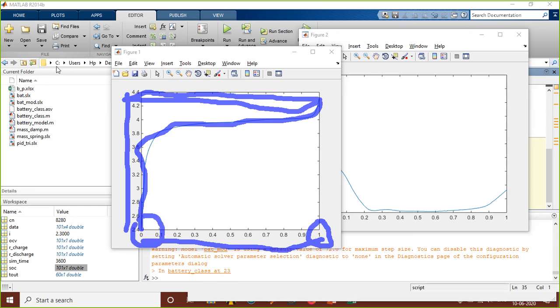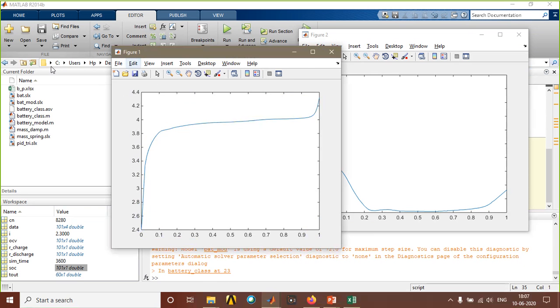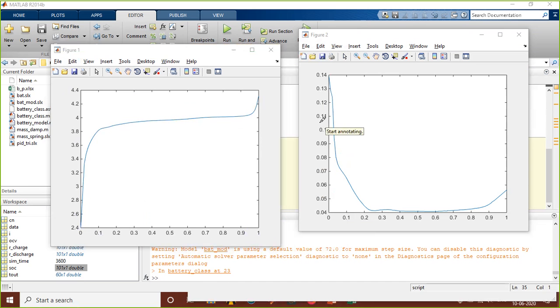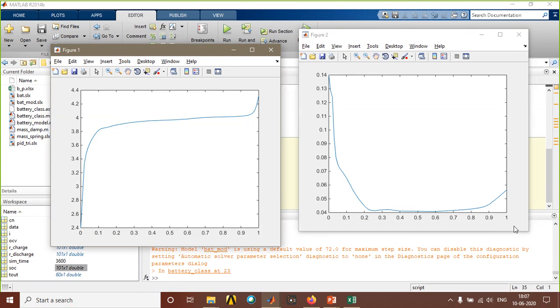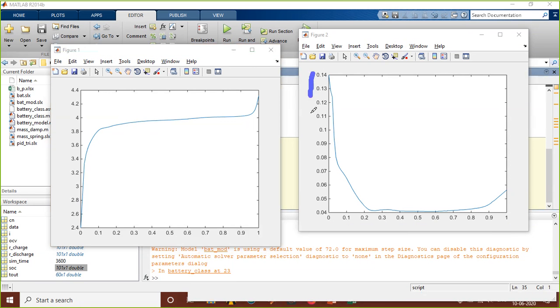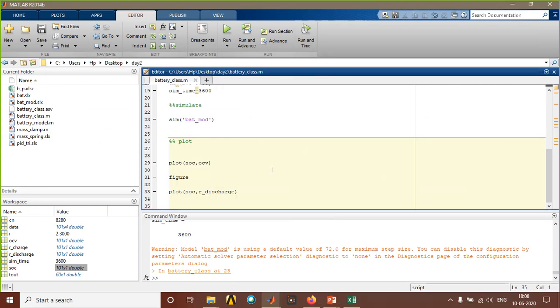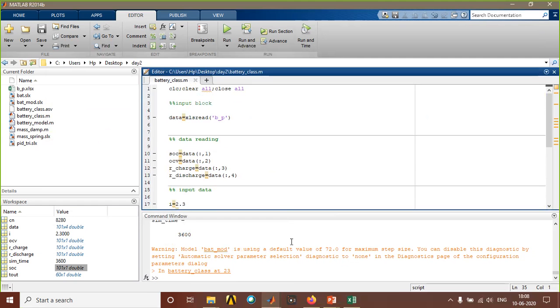Okay, so now I hope you understood. Next, when you see here, these are plottings between SOC, state of charge, and R discharge value. This is state of charge, varying from 0 to 100%. This is the R discharge value, resistance while discharging. Okay, guys, so we have successfully created a battery model.